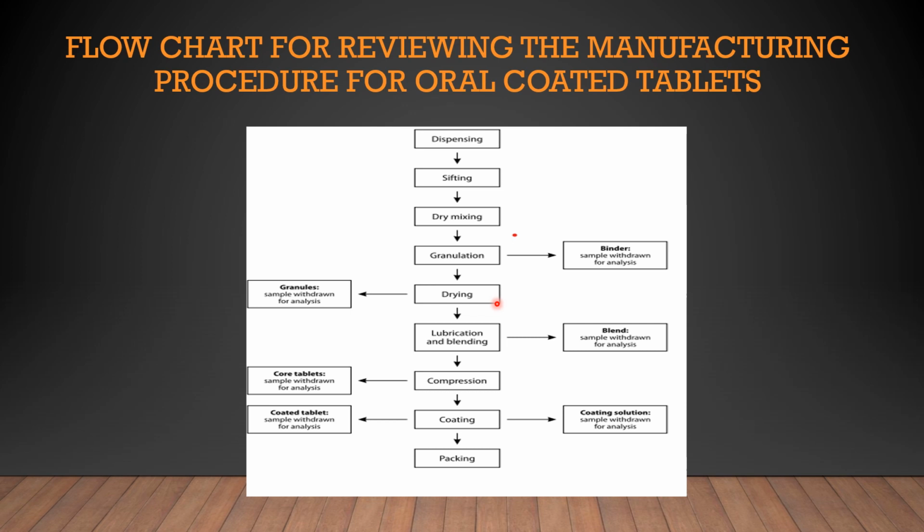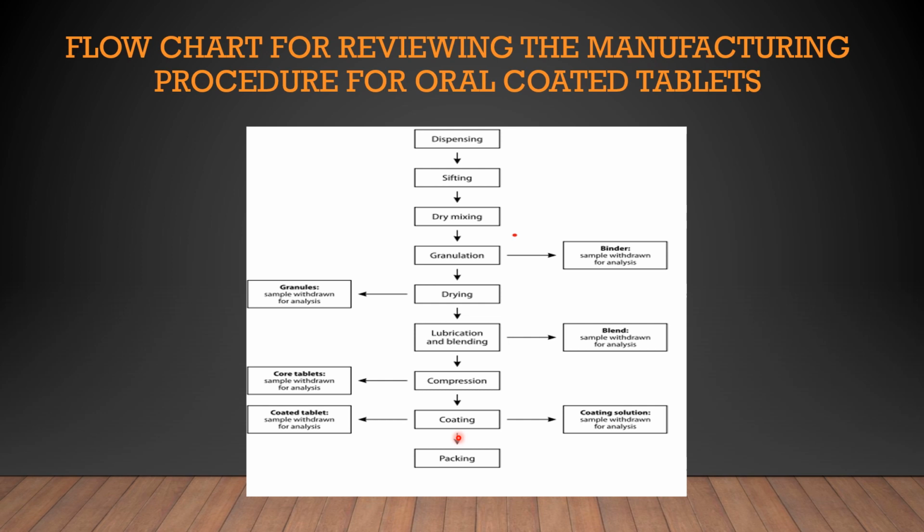After drying also, we have to check whether the granules are within the specification limit, and how much time I can hold my material before going into lubrication and blending. This is also a critical processing step. The flow of manufacturing is divided into different critical parts. After lubrication and blending, how much time can I wait for compression? After compression, how much time can I wait for coating? At coating we can withdraw samples and check the coating solution and the coated tablets, and how much time this coated material can be held before it is packed.